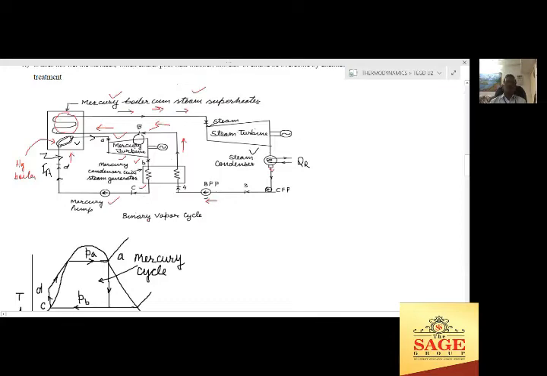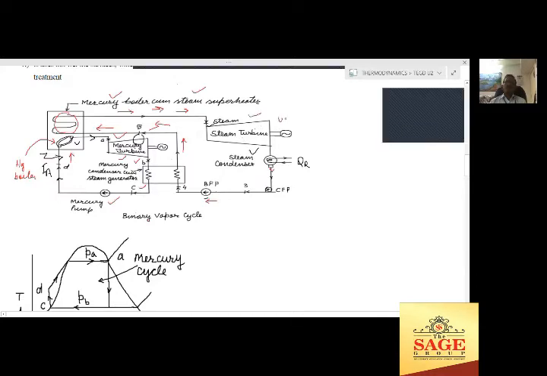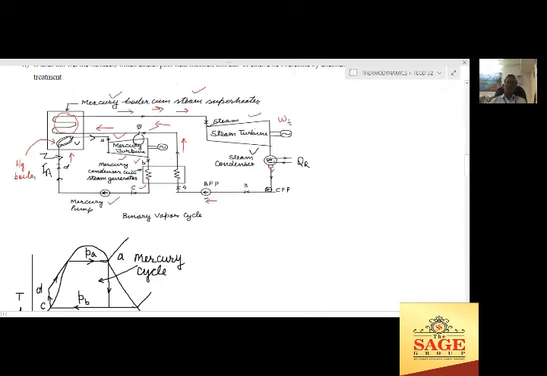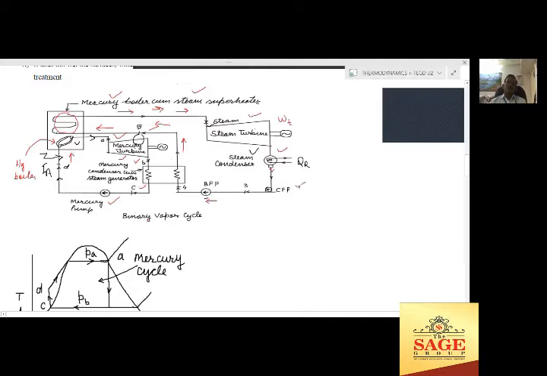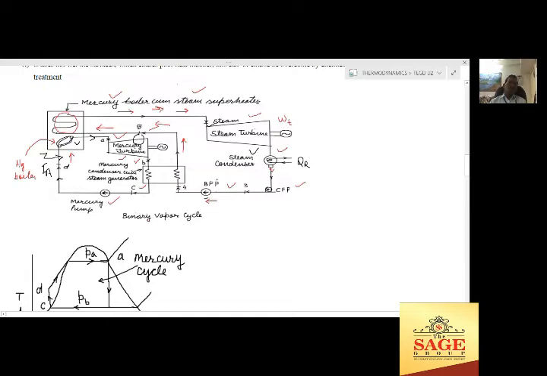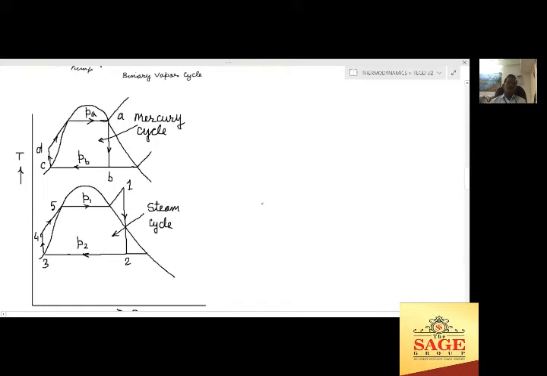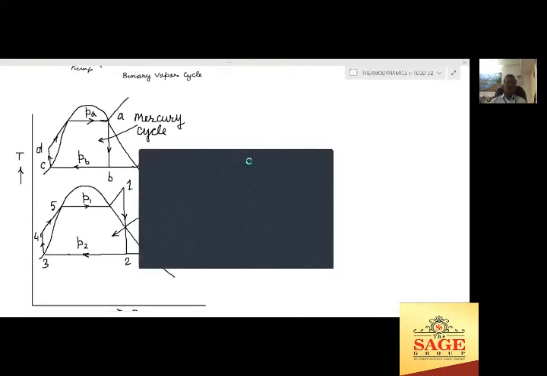This steam will enter the steam turbine, where it will expand and produce the steam turbine work. The exhaust steam from the steam turbine will be condensed, rejecting its heat in the steam condenser here. Then the condensate is pumped with the help of the condensate feed pump and the boiler feed pump, and again it passes through the mercury condenser. So this cycle is repeated. Now we can represent both of these cycles in the TS diagram.